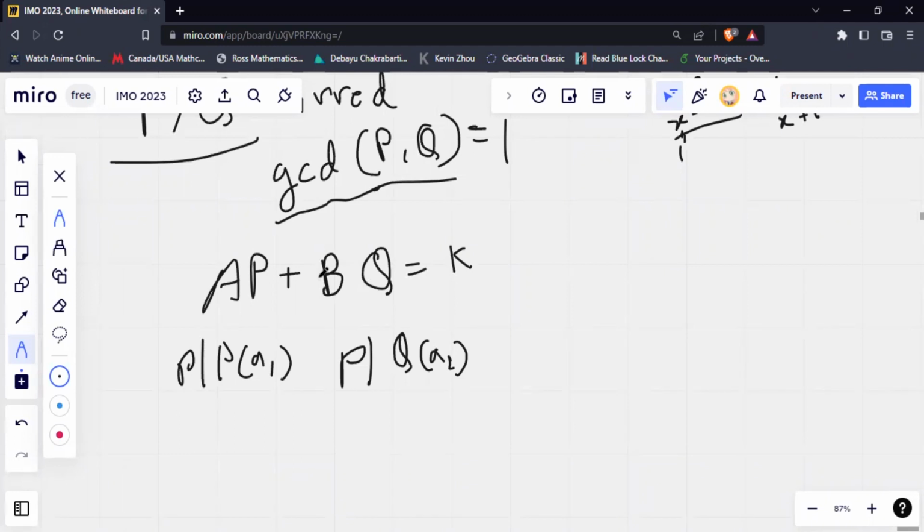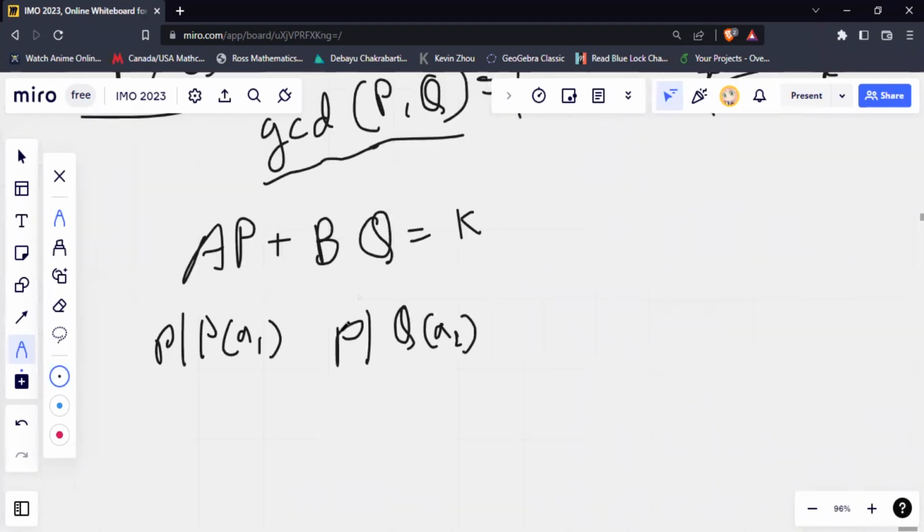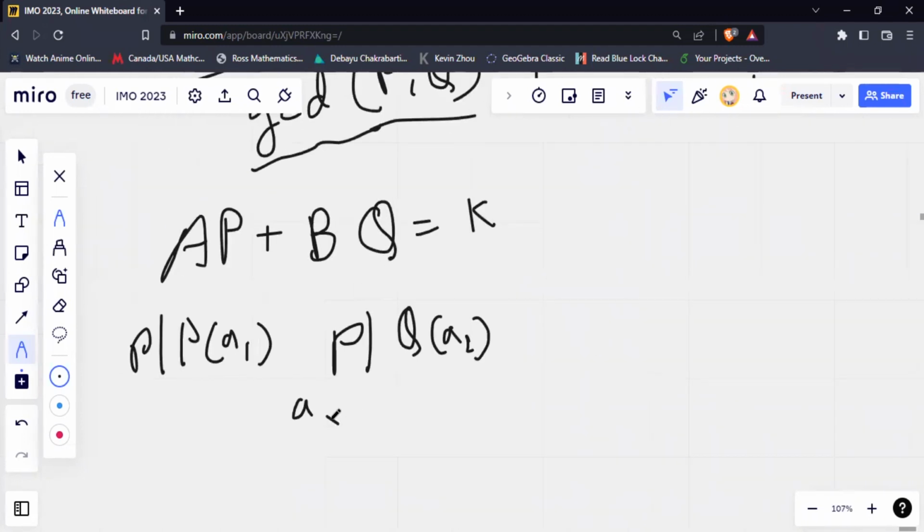A2 would be of the form A1 plus pK or something. Now we need to find such A1 and A2. So you want A2 to be congruent to A1 modulo p.